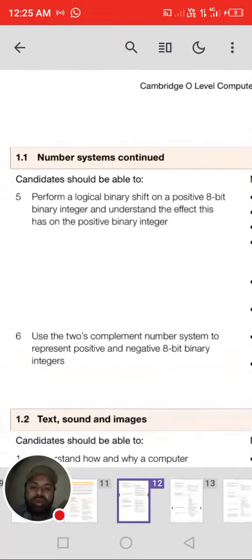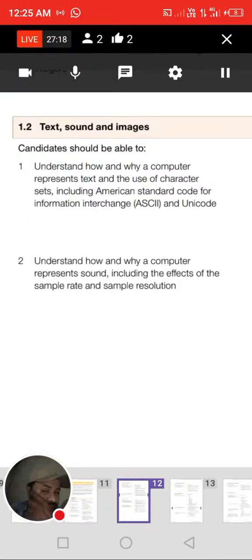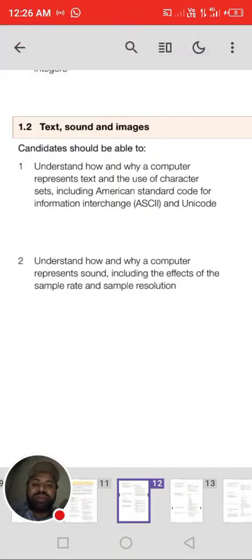Okay, now we are moving on to text, sound, and image. Yes, this is very important. All of you are familiar with what text is, then what sound is, then what an image is. You are seeing pictures; these are images. What we will learn is how and why a computer represents text and the use of character sets in American Standard Code for Information Interchange, ASCII, and Unicode.